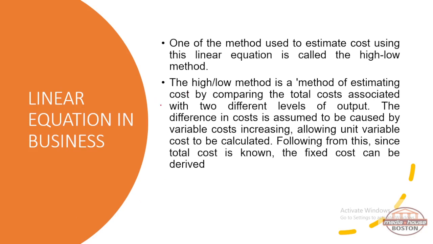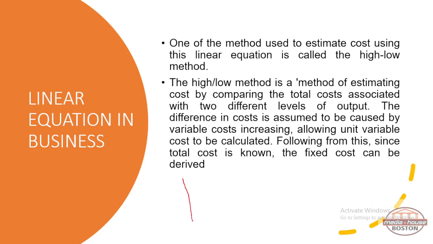The high and low method is a method of estimating cost by comparing the total cost associated with two different levels of output. The difference in the cost is assumed to be caused by the variable cost increasing, allowing unit variable cost to be calculated. Following from this, since the total cost is known, the fixed cost can be calculated. I'm just gonna try and draw a diagram while explaining this concept.